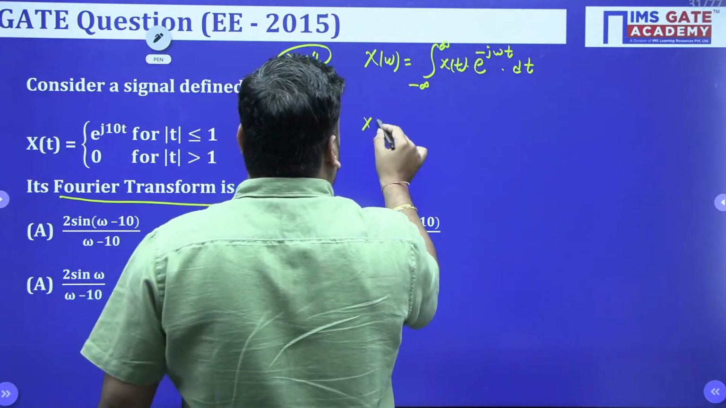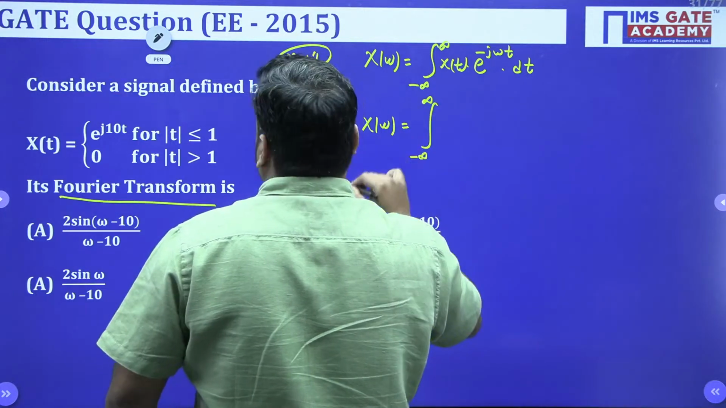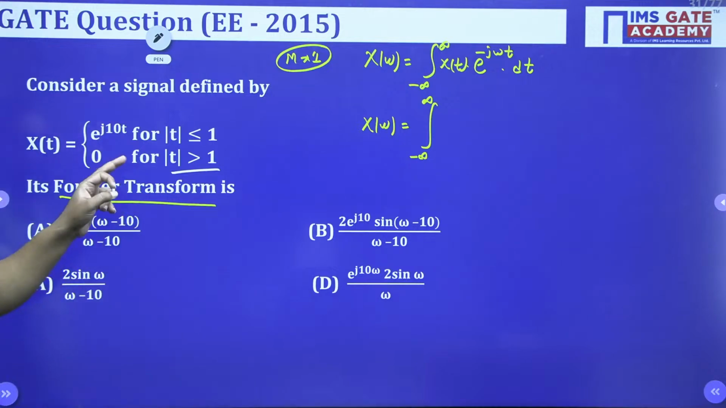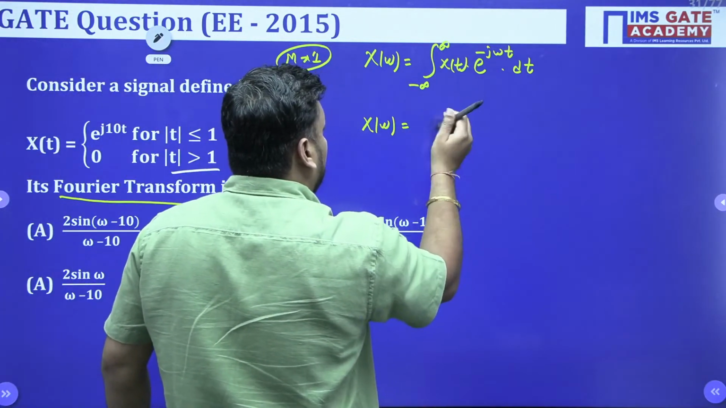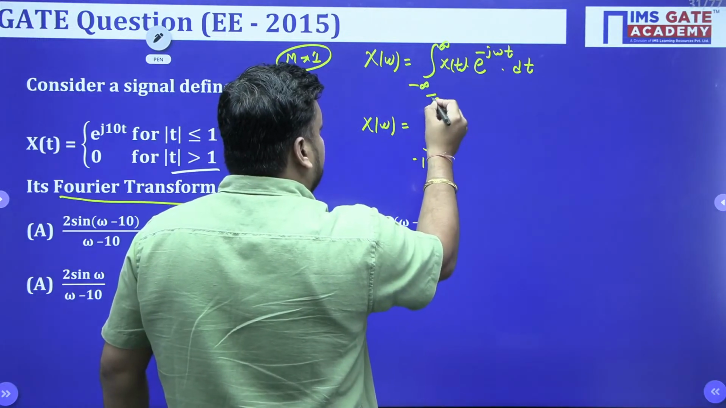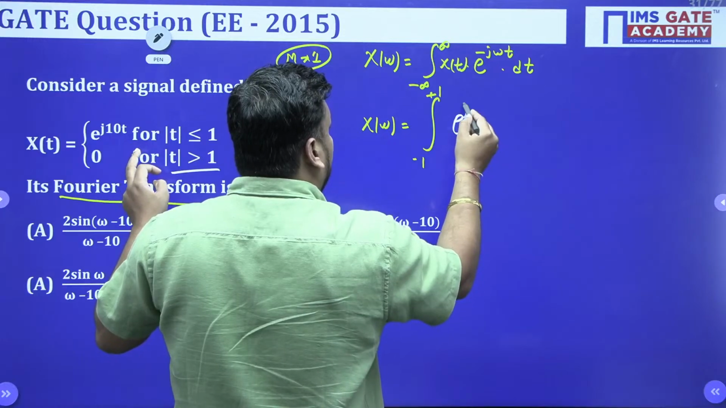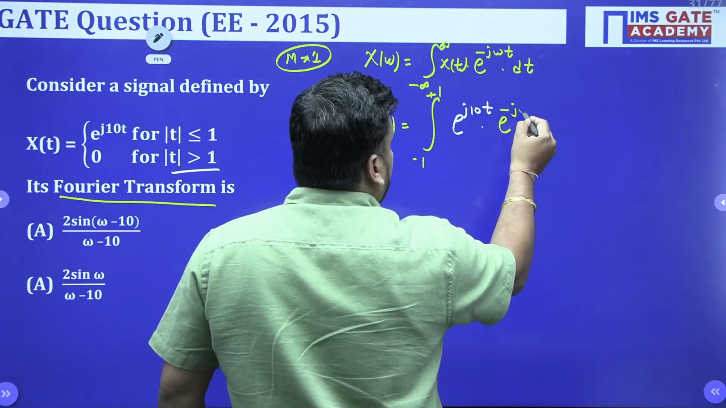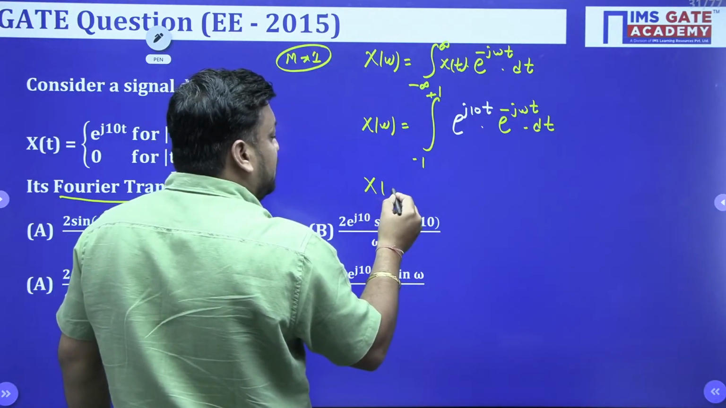So ultimately you will get X(omega) equal to the integral from minus infinity to infinity of x(t). What is the limit, guys? Mod of t greater than 1 is 0, mod of t less than or equal to 1 is the signal. It means it gives you the limit minus 1 to plus 1. I am writing the signal as e to the power j tan t, and the formula says e to the power minus j omega t dt. This is method number 1, the conventional approach.